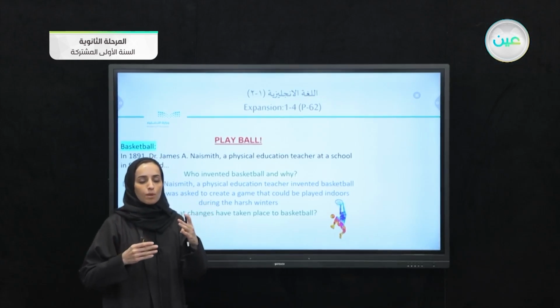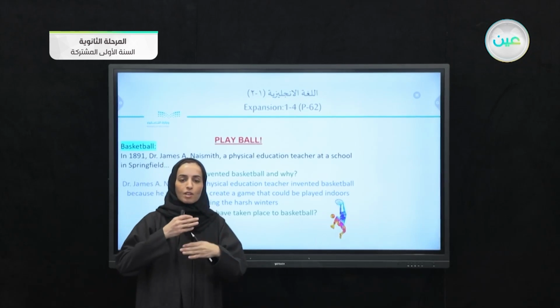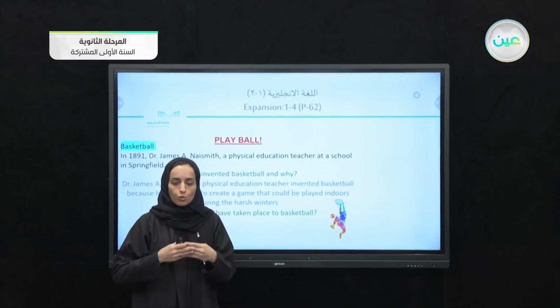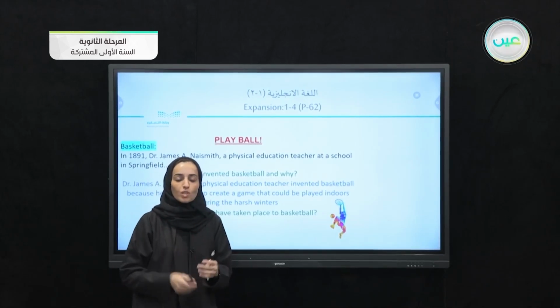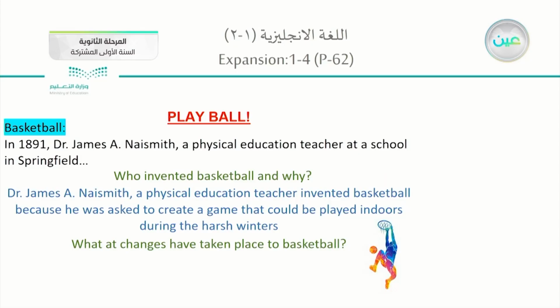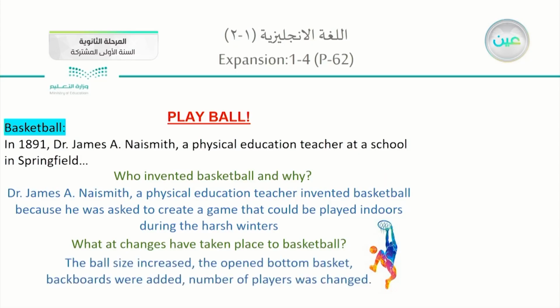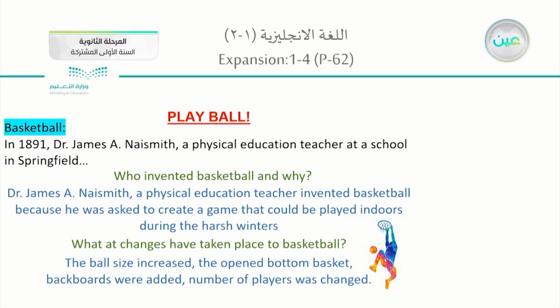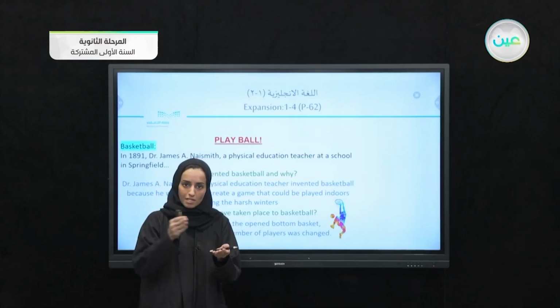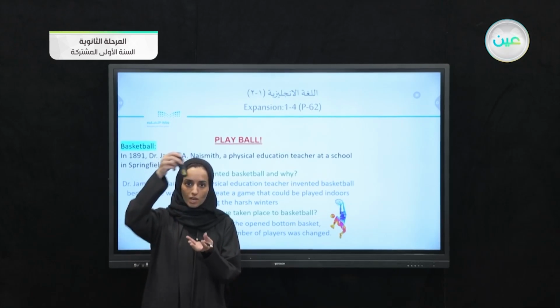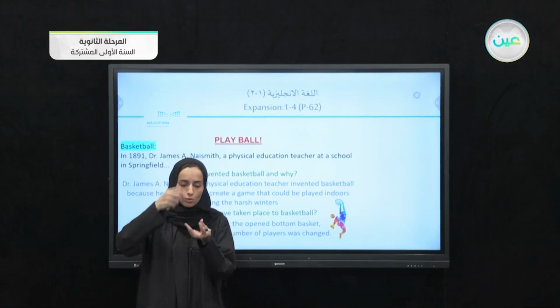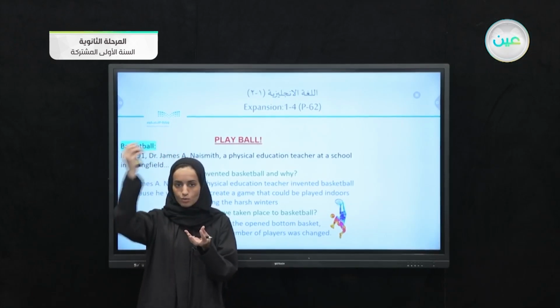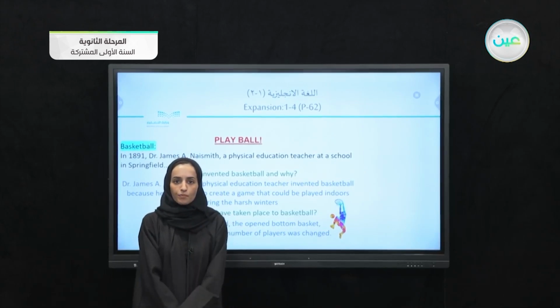Every, let's say, maybe 3 to 4 years, we will have a new rule, or the ball will be changed. What are these things that have changed? The ball size increased. It was small, then it was increased. The opened bottom basket. In the past, they had a basket that is closed inside. Whenever the ball went in, it would sit where it was, then someone had to come up and pick it up.